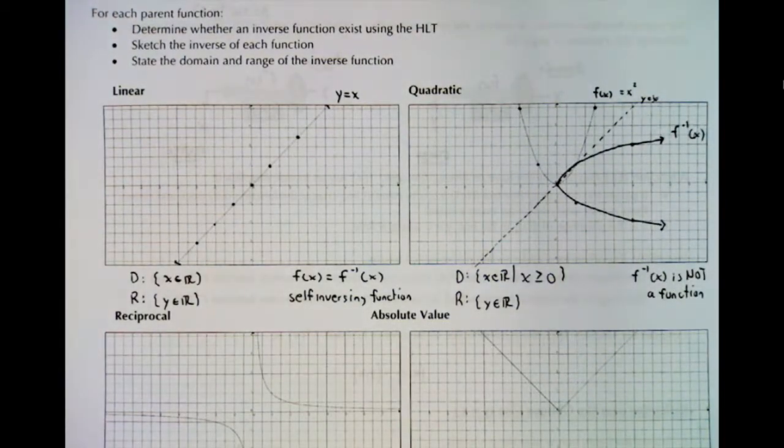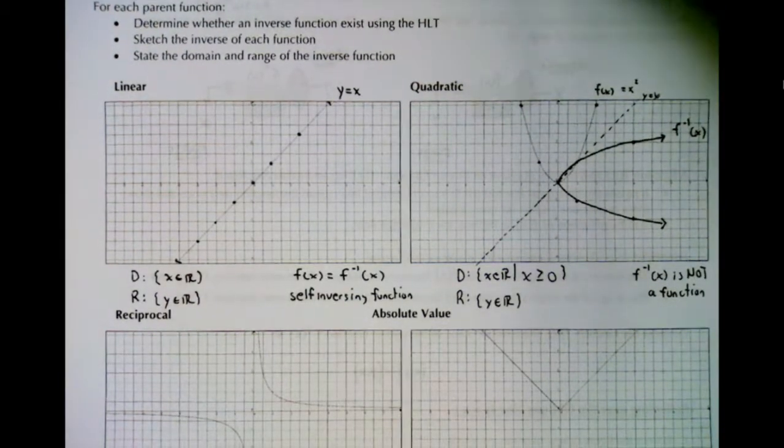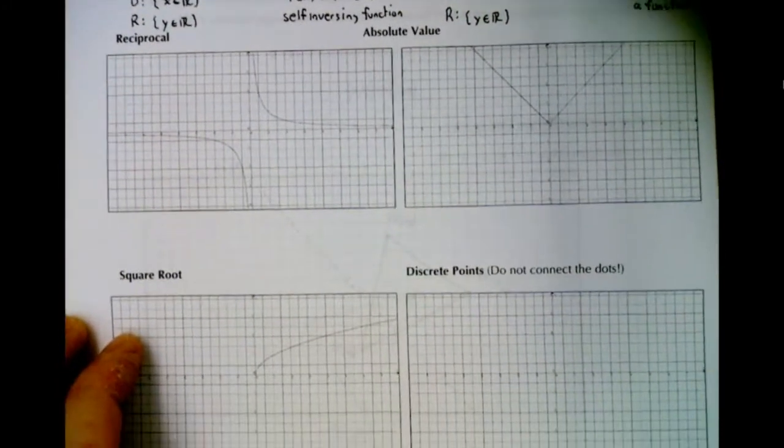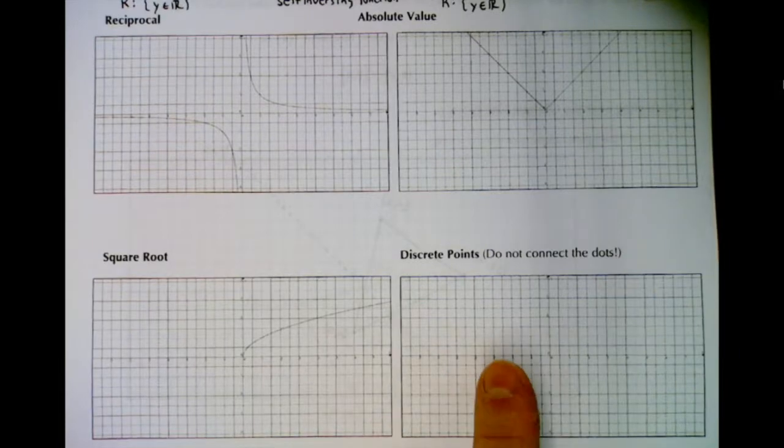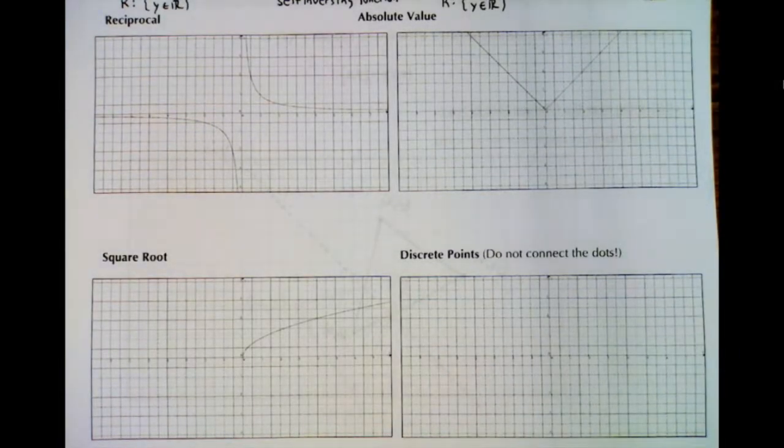All right. There are 4 more here that I want you to take a shot at. There's the reciprocal graph, the absolute value graph, the square root, and the discrete points, which means just graph these points, flip x and y, don't connect the dots, and see if the inverse is a function. You can try that now and then check your answers on the website.